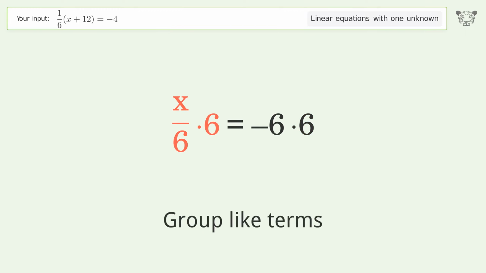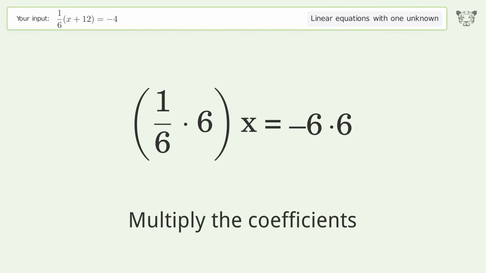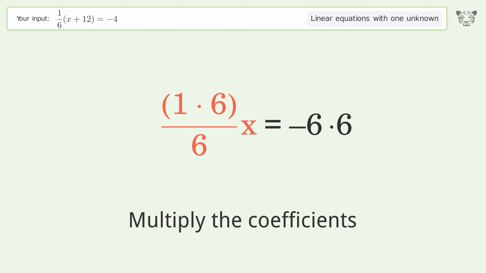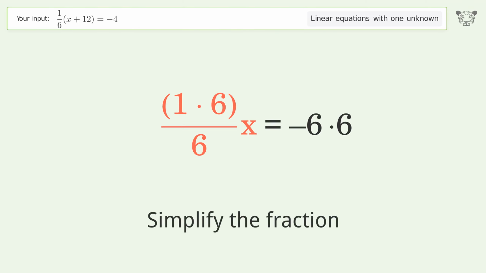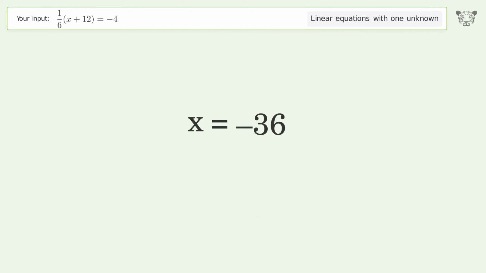Group like terms. Multiply the coefficients. Simplify the fraction. Simplify the arithmetic. And so the final result is x equals -36.